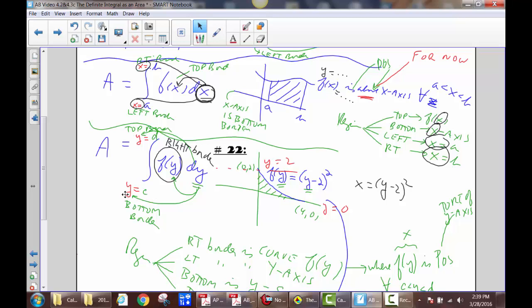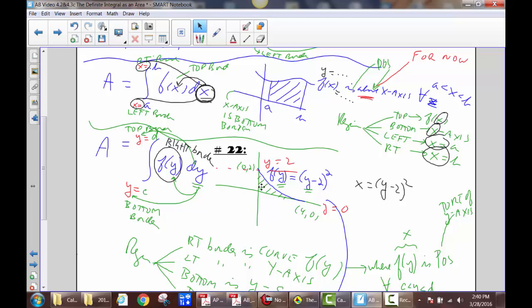So now what happens is this no longer represents the left border, because that's x equals a. It represents the bottom border, which is y equals c. Up on top, you have the top border, the horizontal line y equals d. The right border, instead of the top border, is now your x equals f of y, and your left border is now the y-axis instead of your bottom border being the x-axis. Okay, so it's all switched around.